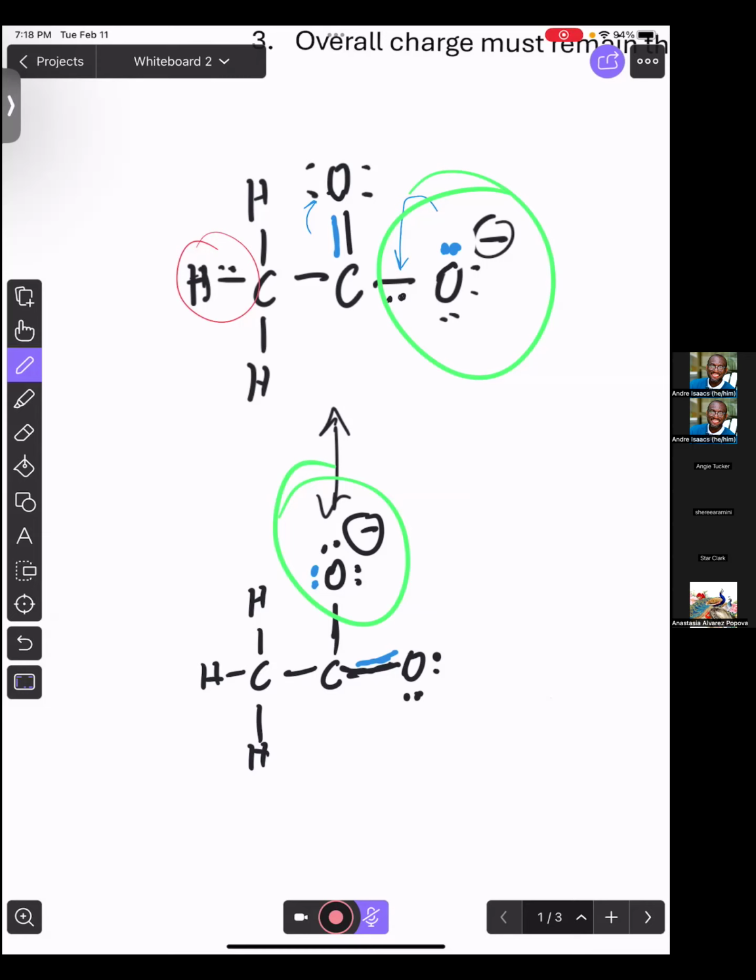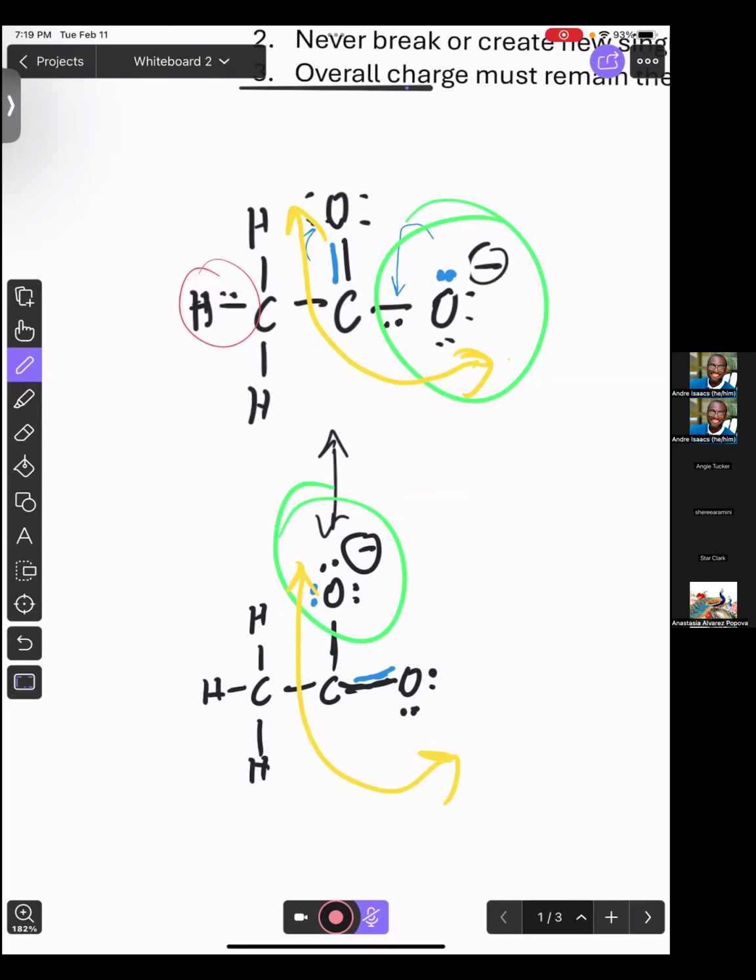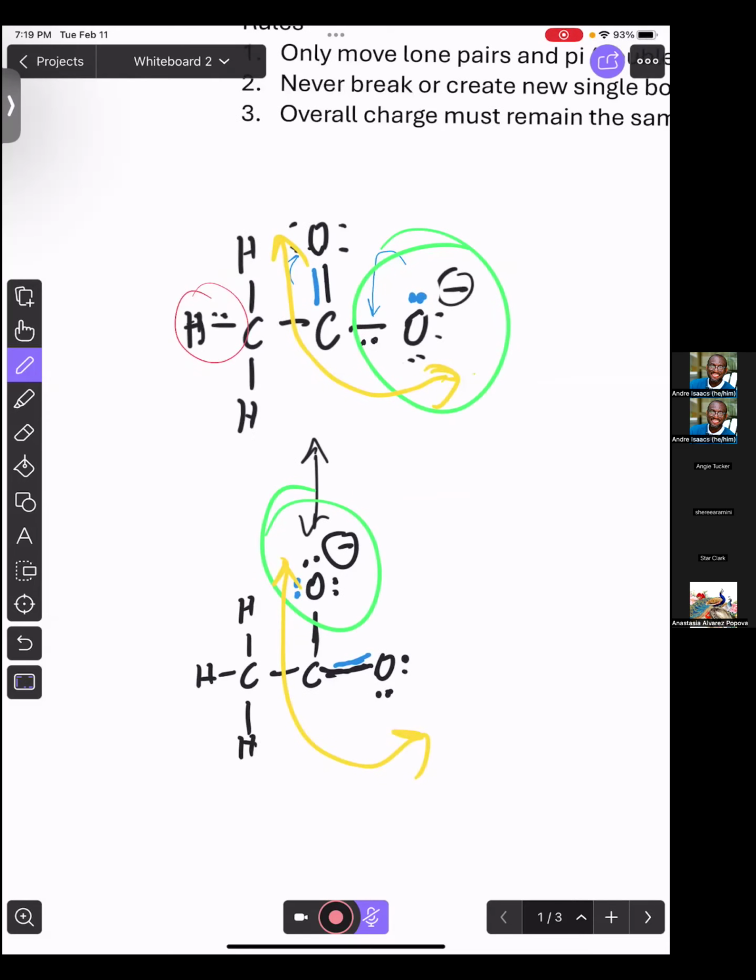So you can think about it, right? We can draw a kind of motion. The electron density is moving from here up to here, and then it's swinging back from there down to there. So it's a constant motion. That's what a resonance structure is showing you: sometimes the electrons are on one atom, sometimes they're on the other atom, and they can just move back and forth, back and forth within the molecule.